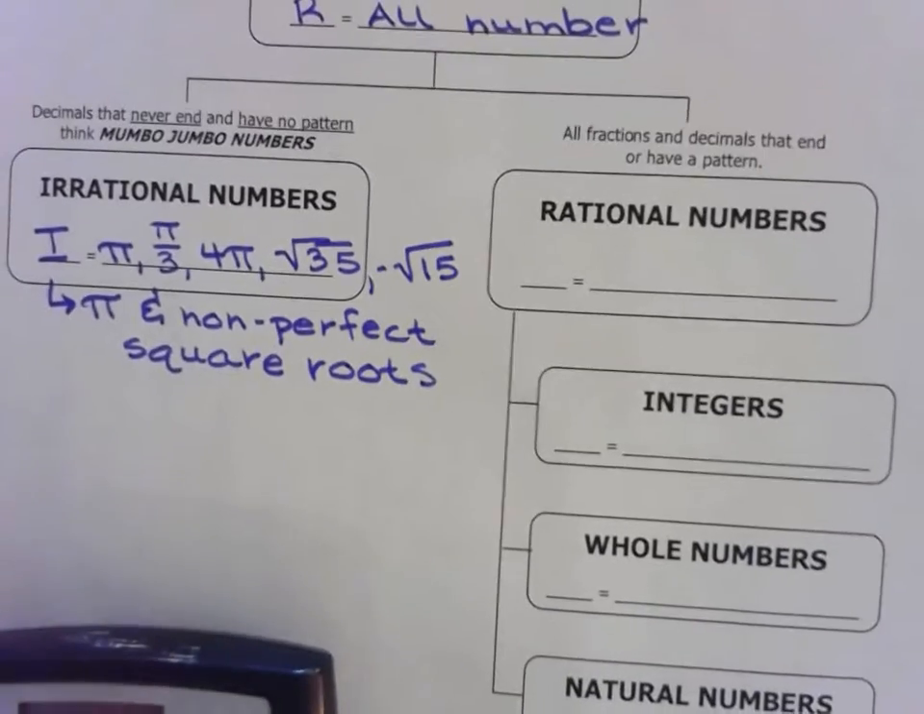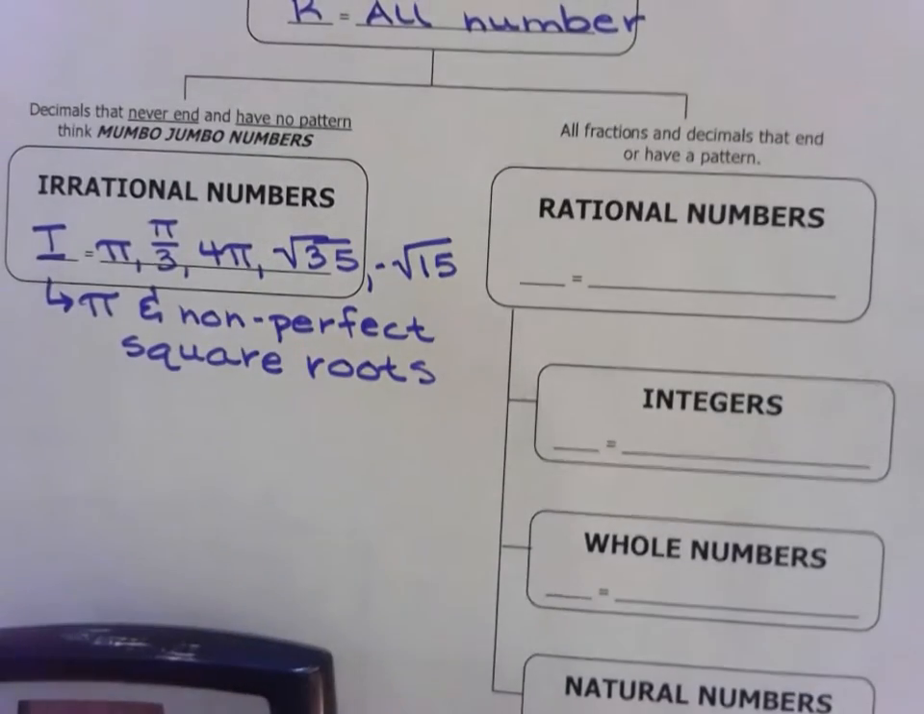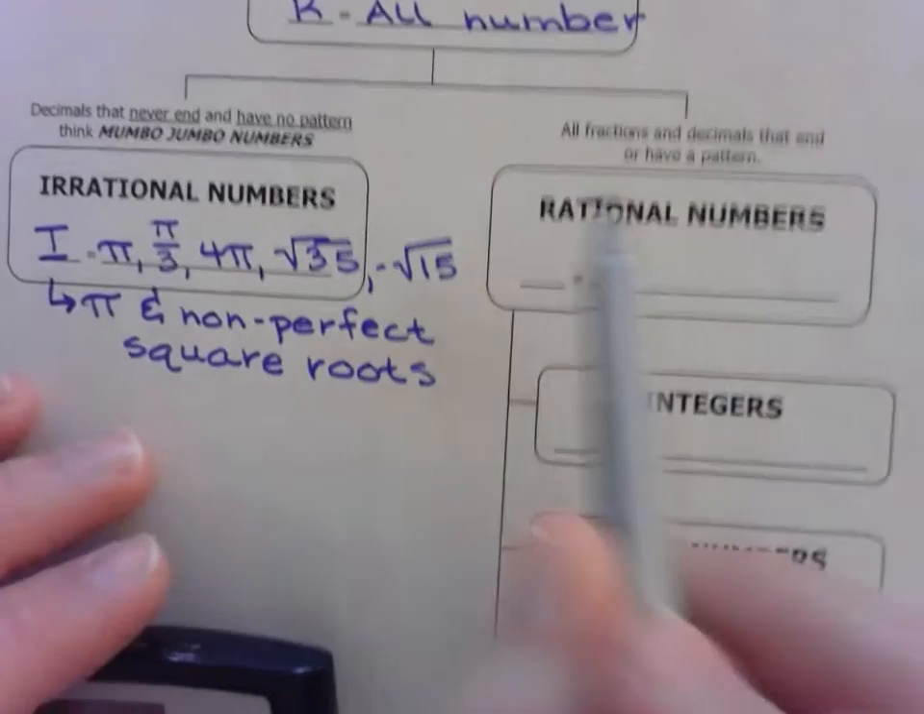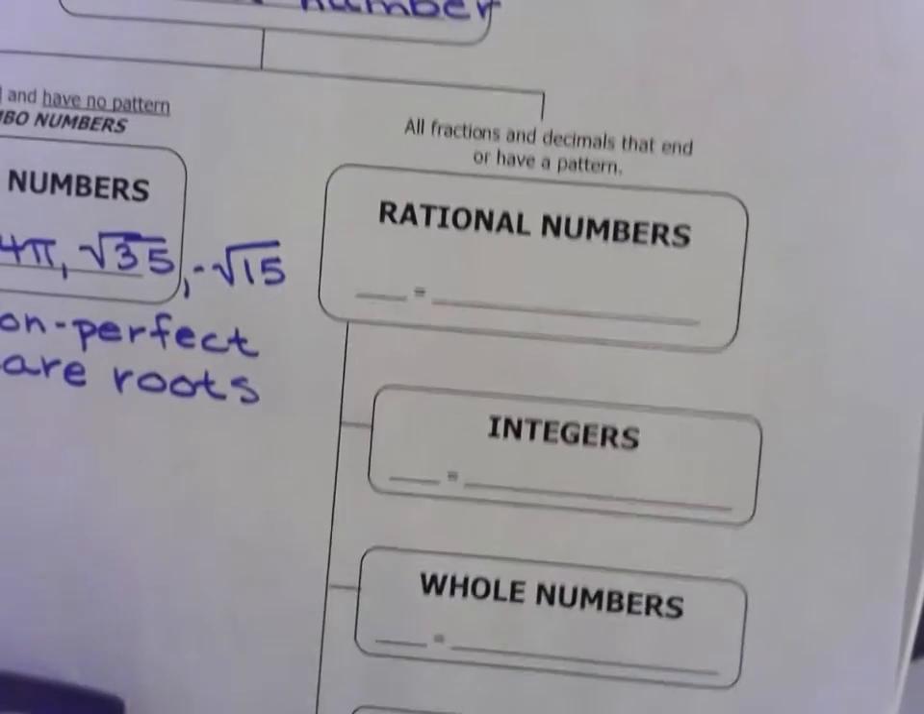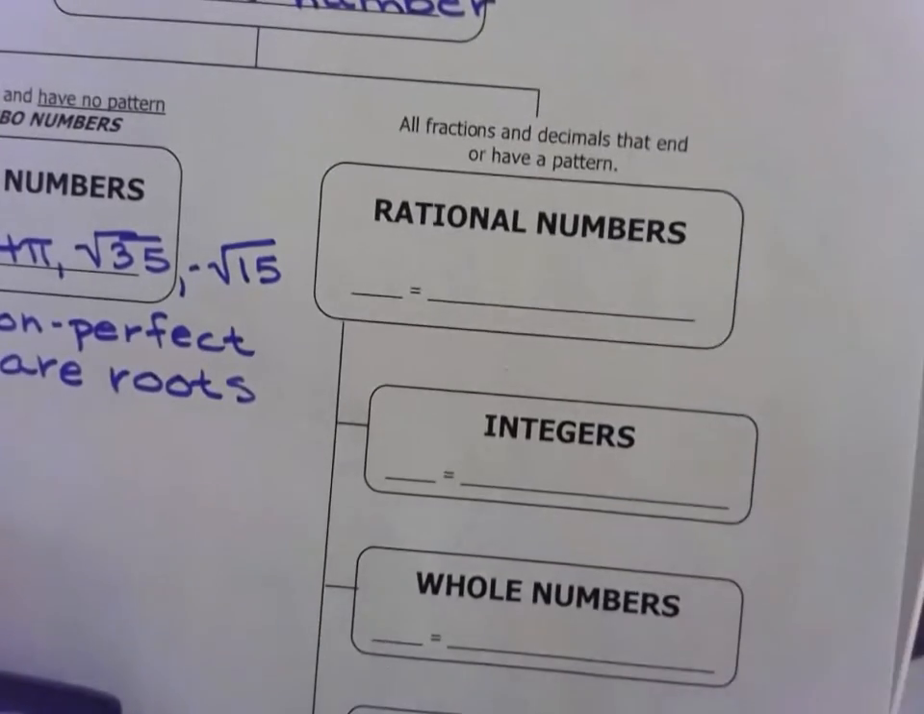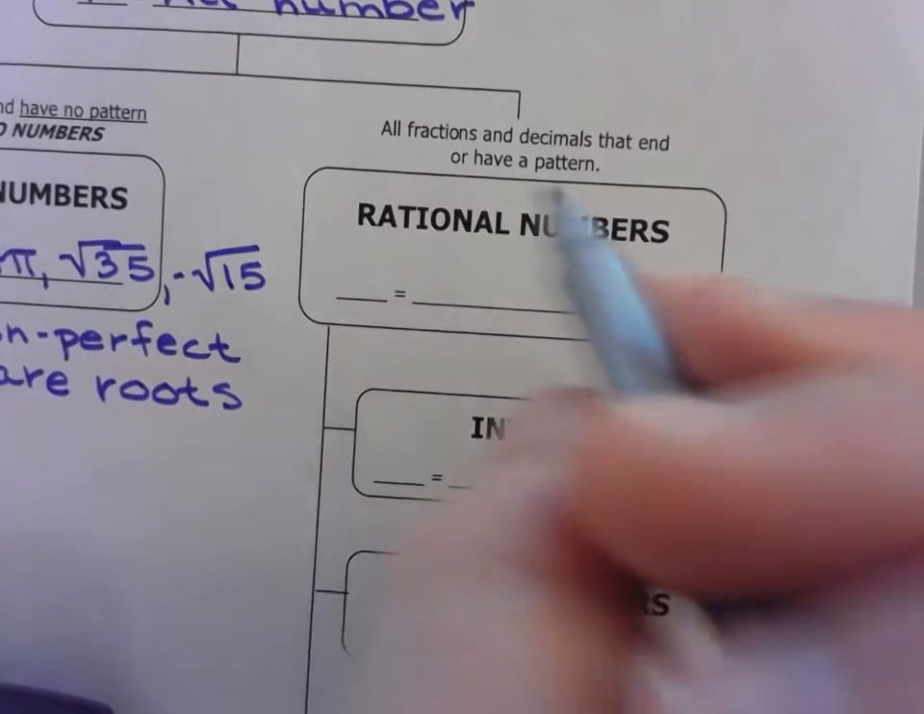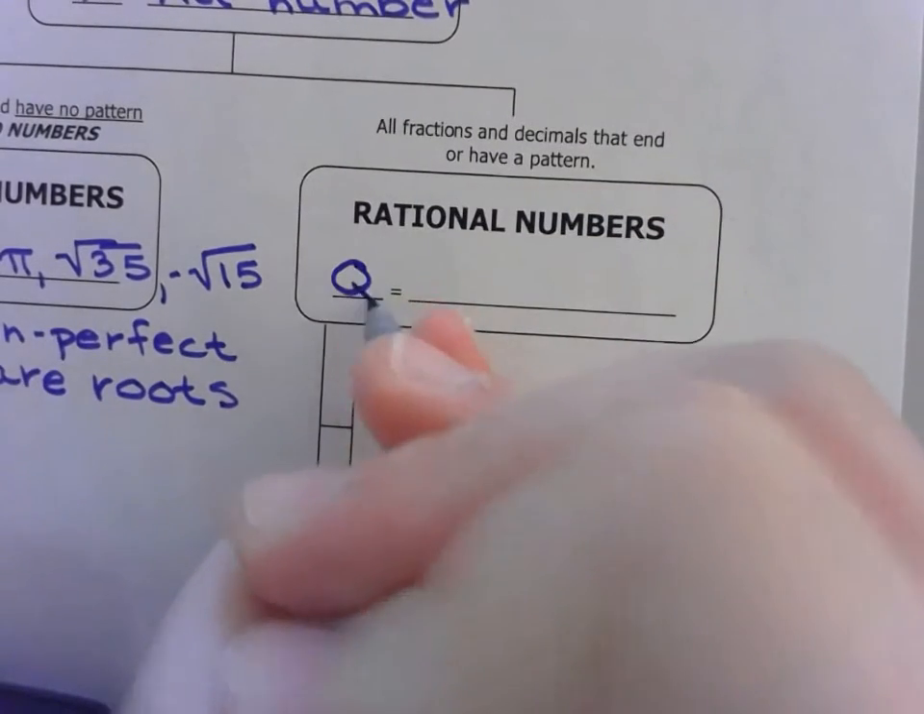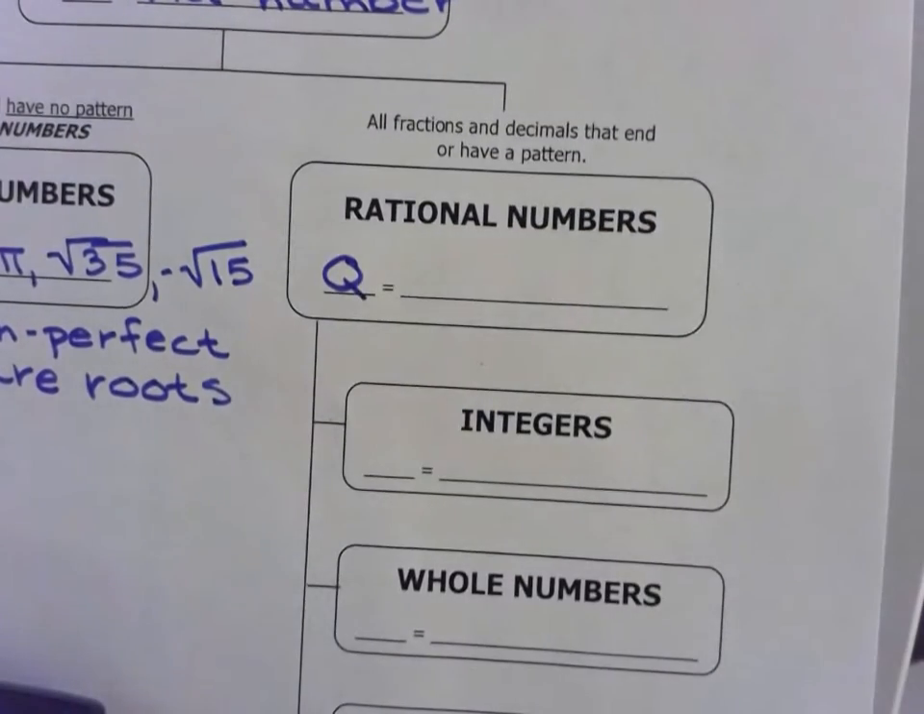Irrational is one option, so it's either irrational or rational. Rational is the other option. Rational numbers are all fractions and decimals that end or have a pattern. We represent rational with Q, which is kind of weird. But what word do I see in rational?